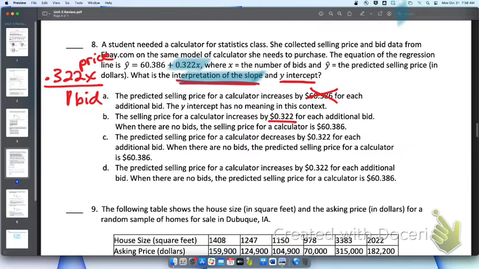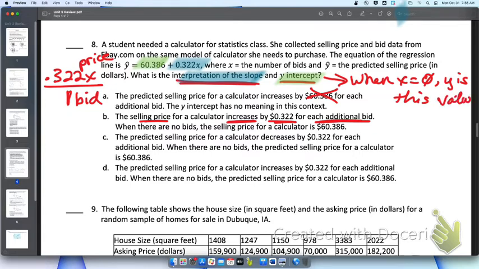Does that one look good so far? The selling price increases by that amount for each additional bid. Okay, that one looks good so far. Now the y-intercept. The y-intercept is the 60.386. What does the y-intercept tell you? The y-intercept tells you what y equals when x is 0. So when x equals 0, y is this value.